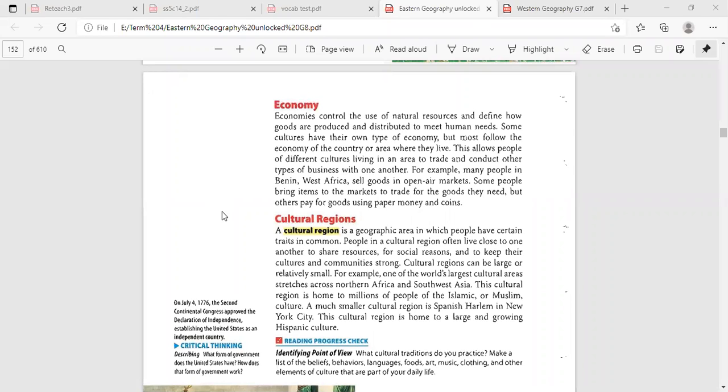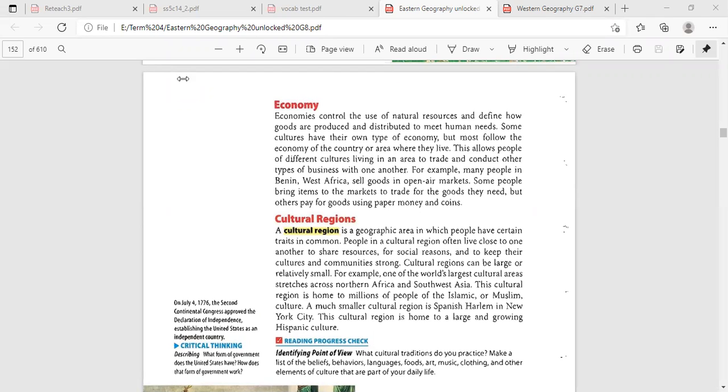Let's move to the cultural regions. Let's see. Yusuf, you're here? Yes. Please read cultural regions.